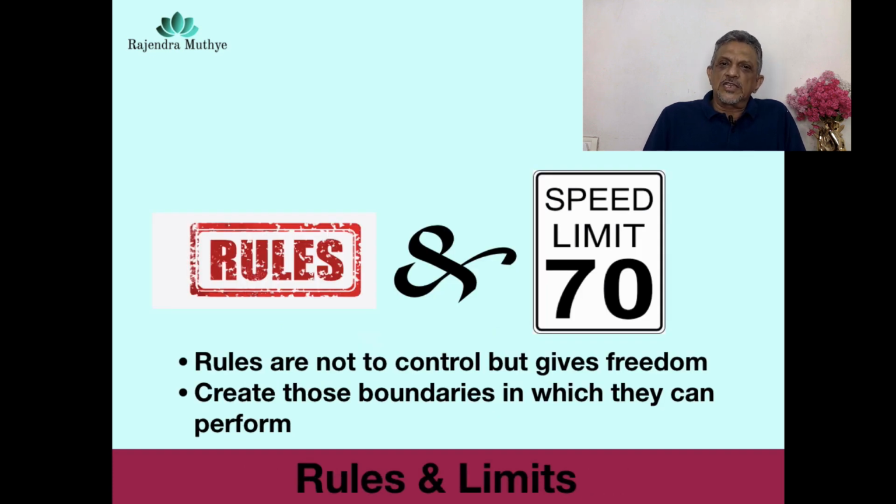Once you are clear about the results and you have an agreement with them, then go and create the rules and regulations. Rules and regulations are not for them to be controlled, but to give them the freedom. Create those boundaries in which they can play and perform. They can take their own decisions. When I say rules and regulations, give them a window to play. So let's say if they have to make any financial decision, then give them a window from say 5,000 to 7,000. Make your decision. I'm not going to be bothered about that. If you go beyond 7,000, you come back to me.